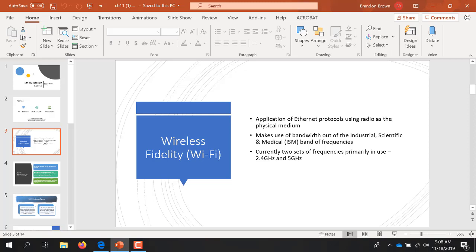We're currently looking at two different sets of radio frequencies, the 2.4 gigahertz range and the 5 gigahertz range. A commonality of these for test questions would be which one is faster versus which one has longer range. The 2.4 gigahertz has longer range. It basically works point to point, to an access point. The 5 gigahertz works similarly, but since the wavelengths are shorter, it can carry more bandwidth, but it degrades faster and therefore has shorter range. So it makes use of bandwidth out of the IEEE standards and also industrial, scientific, medical band frequencies.